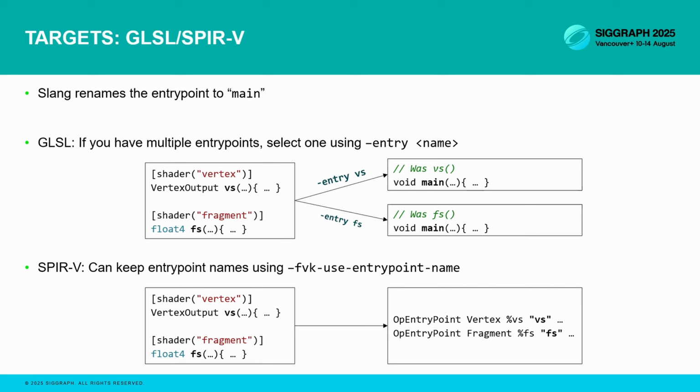So if a Slang file contains multiple entry points, you have to select one at a time using the -entry argument. Vulkan and SPIR-V, on the other hand, allow you to have multiple entry points. So for that, I recommend using the -fvk-use-entry-point-name argument to keep the original entry point names in the output.